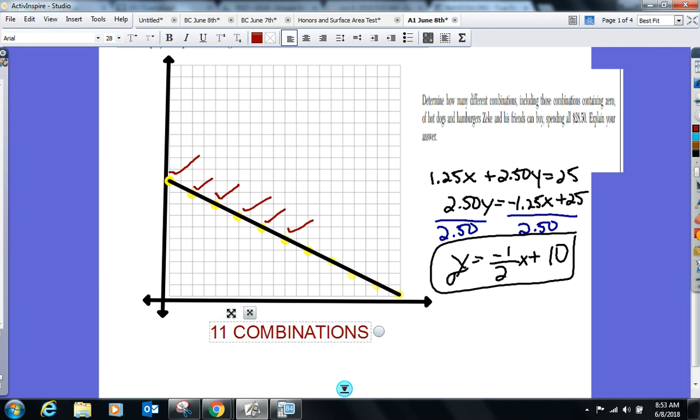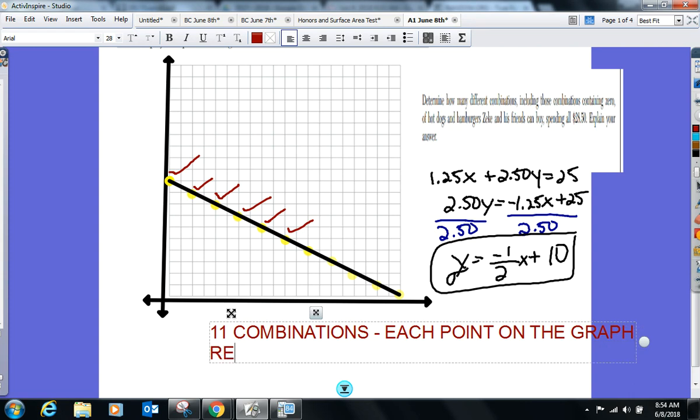And it does say explain your answer. What'd you do again, Jack? There you go. That's all you needed to. All right. 11 combinations. Each point on the graph represents a combination. There we go.